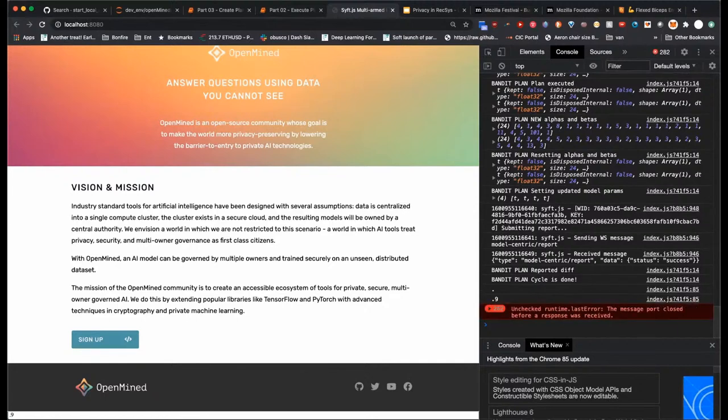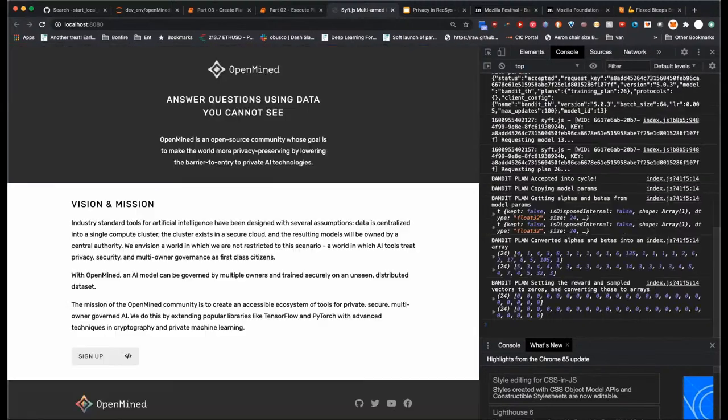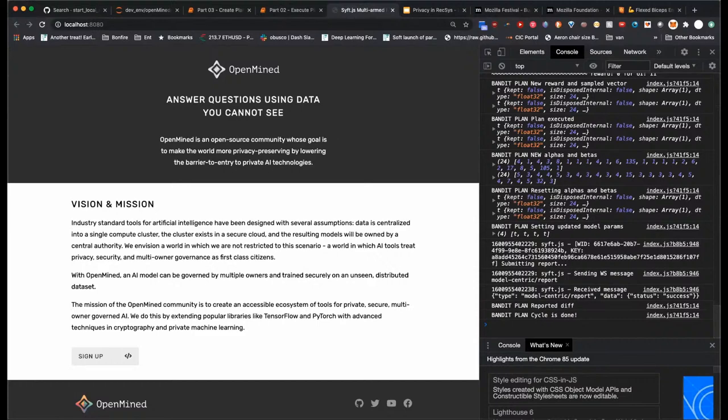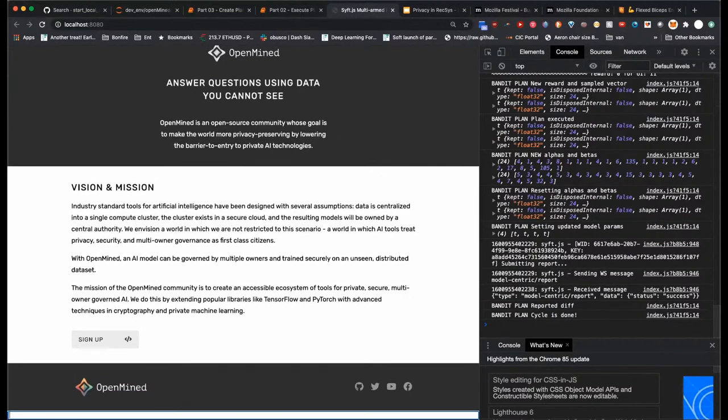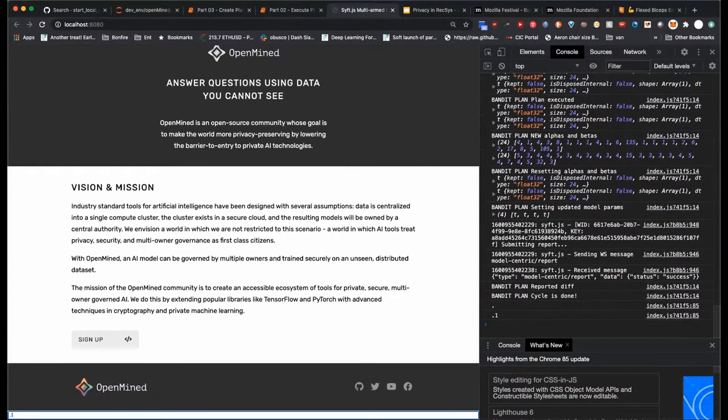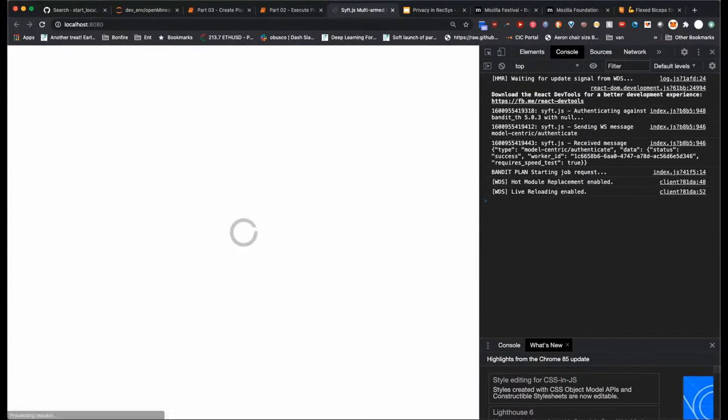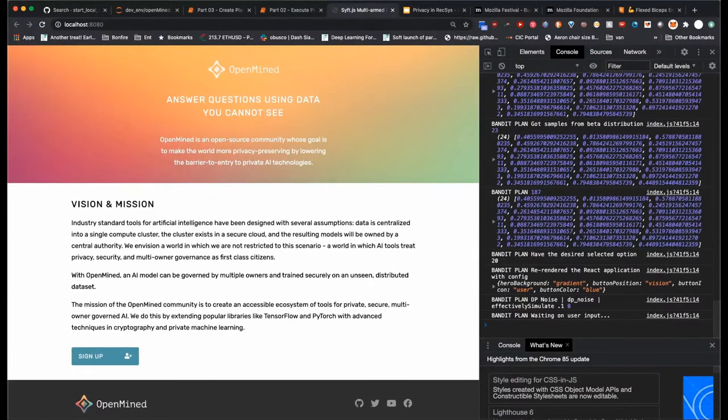With the rate of 0.9, if you refresh again, it will automatically report a diff, as saying this is just the data sampled from the posterior that we have learned. And by doing so, it does not actually hurt the model, but it provides some level of plausible deniability. So let's change this back to 0.1.